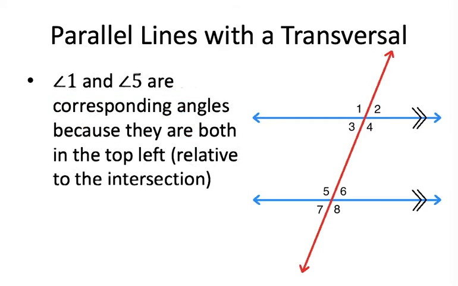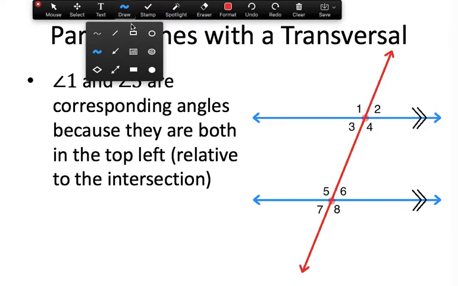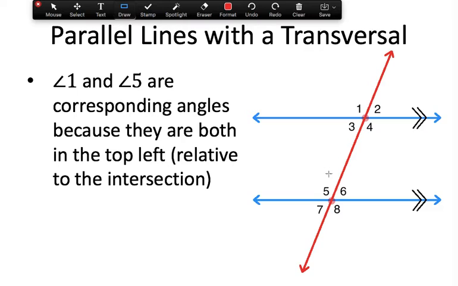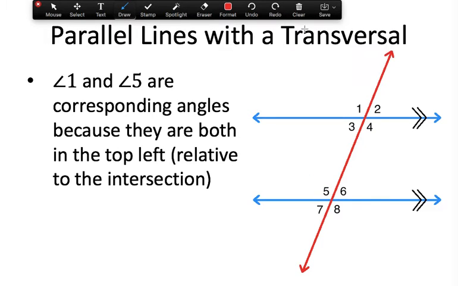Okay. So in this picture, the two intersection points are here and here. Angle number 1 and angle number 5 are both in the top left corner of their intersection point. So compared to the top intersection point, angle 1 is in the top left. Compared to the bottom intersection point, angle 5 is in the top left. So therefore, angle number 1 and angle number 5 are corresponding angles.